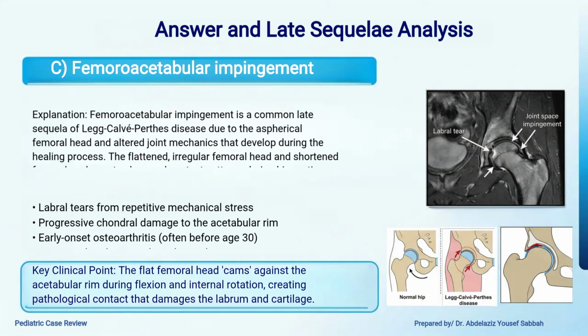from repetitive mechanical stress, progressive chondral damage to the acetabular rim, early onset osteoarthritis often before age 30, and activity-related pain and mechanical symptoms. Key clinical point: the flat femoral head cams against the acetabular rim during flexion and internal rotation, creating pathological contact that damages the labrum and cartilage. This is why pivoting movements are particularly painful in this patient.